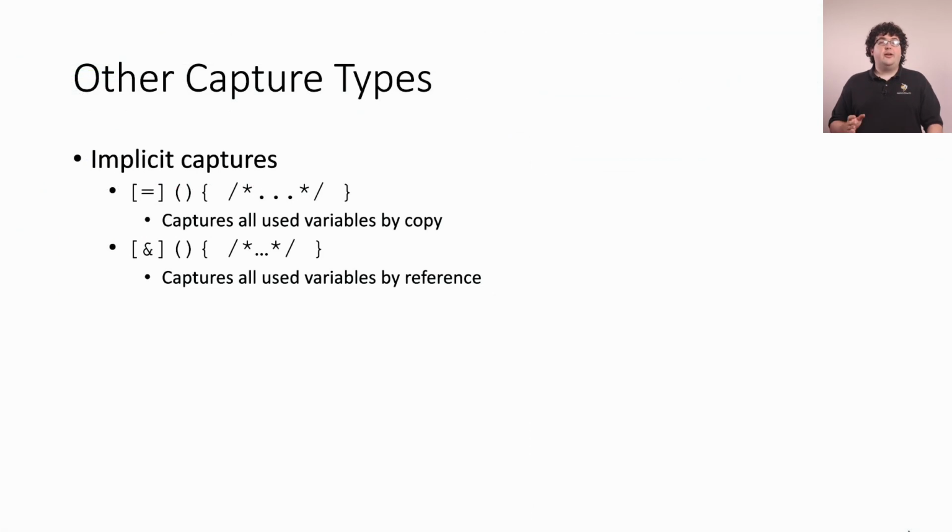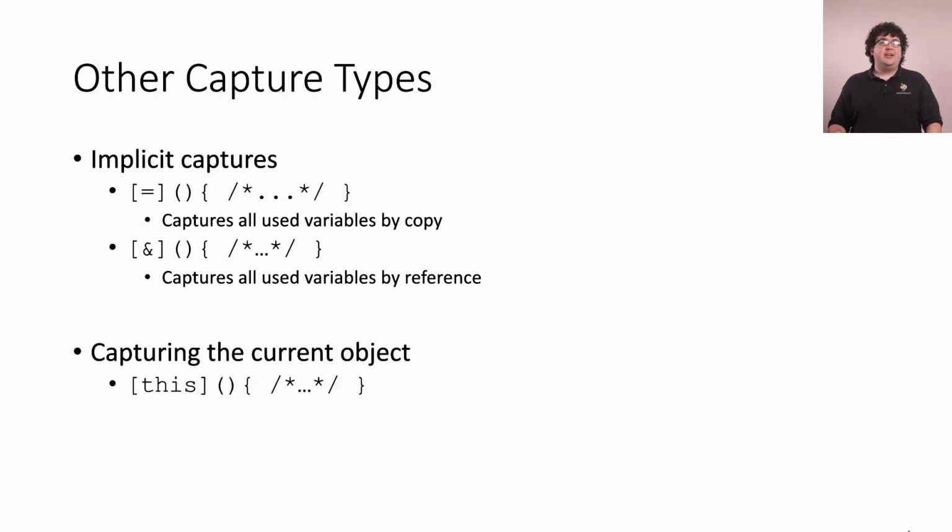There are two ways to automatically capture all local non-static variables that a lambda body uses. These are called implicit captures. You can implicitly capture all used variables by value, or by copy, with the equal sign in the capture list. And you can implicitly capture all used variables by reference with a single ampersand in the capture list. I personally try to avoid implicit captures, because they can sometimes make it easier to end up with dangling references without it being obvious. But it's an option.